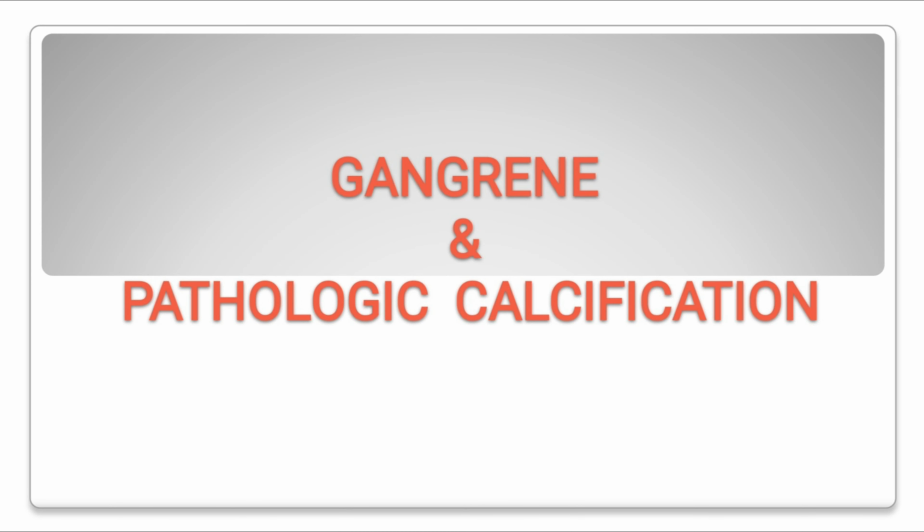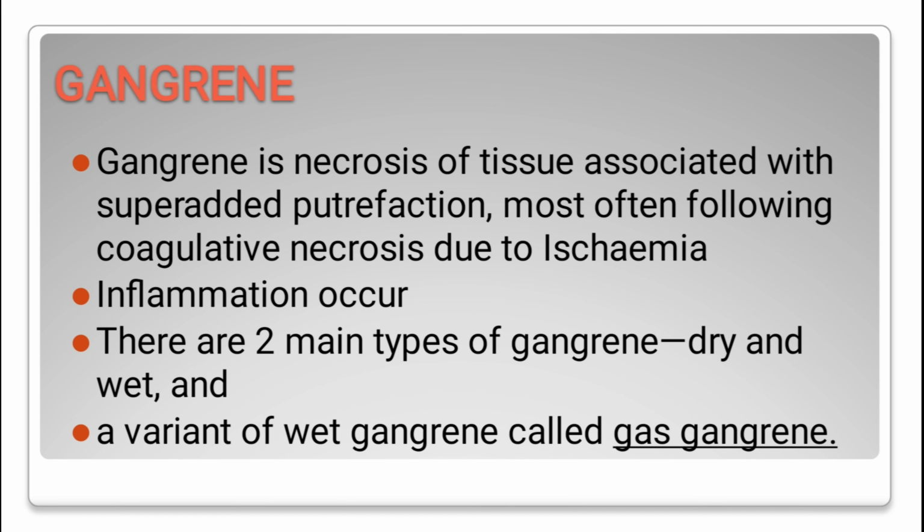In this video, we are going to learn about gangrene and pathologic calcification. Gangrene is necrosis of the tissue associated with superadded putrefaction. Most often, coagulative necrosis is followed by gangrene due to ischemia. Inflammation can be seen in this type of gangrene.